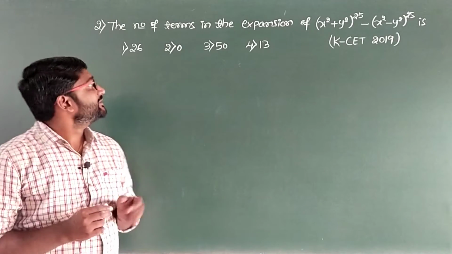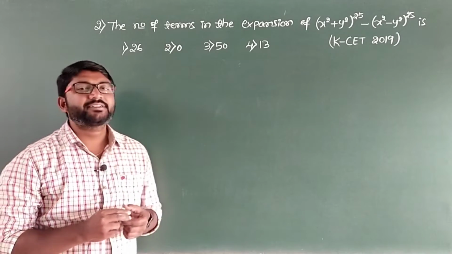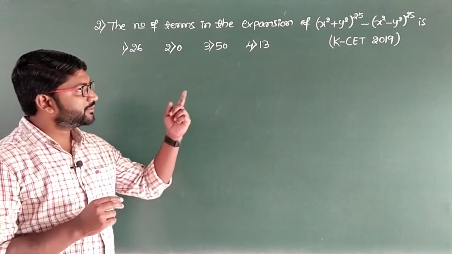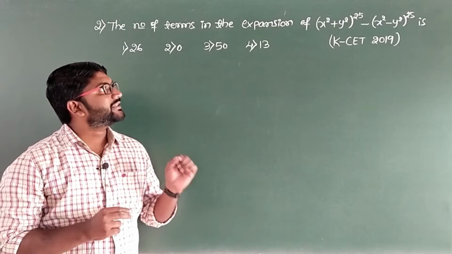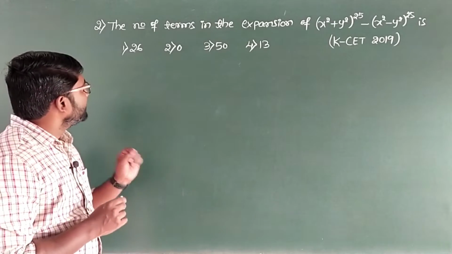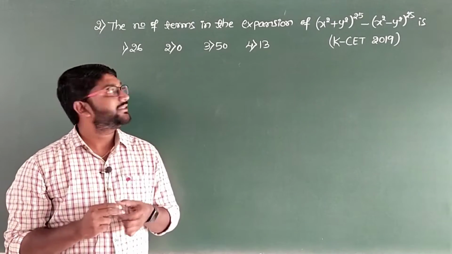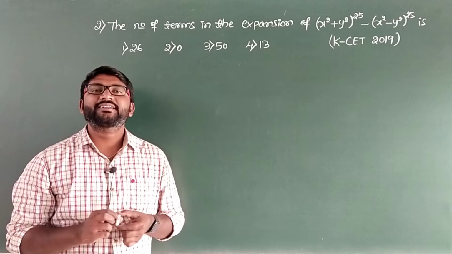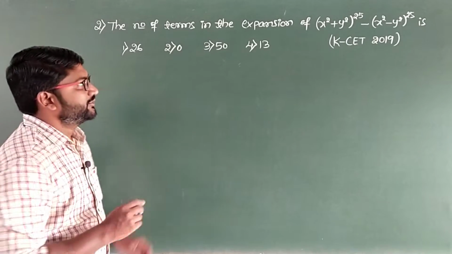Well, the next question: the number of terms in the expansion of x square plus y square whole to the power 25 minus x square minus y square whole raised to 25 is, and the four options are 26, 0, 50, 13, and this was asked in Karnataka CET 2019. So let us solve this.